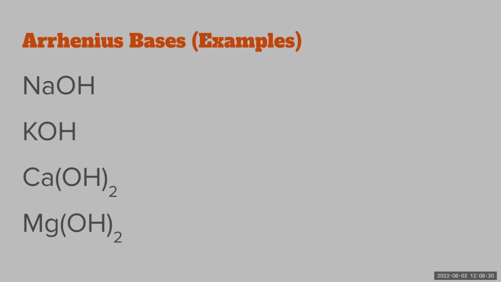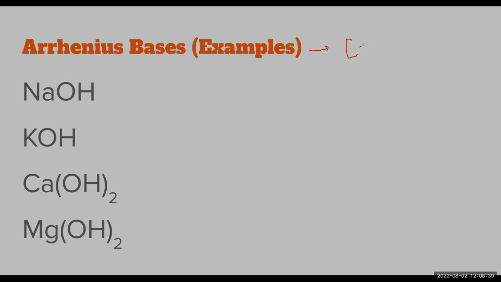So some examples of Arrhenius bases. If you remember, Arrhenius bases will increase the concentration of the hydroxide ion, which is OH minus. So here are some examples. You'll notice that with the Arrhenius bases, you'll usually see a component that has an OH in it. Like you can see in all these examples, they have a very distinct OH in it.